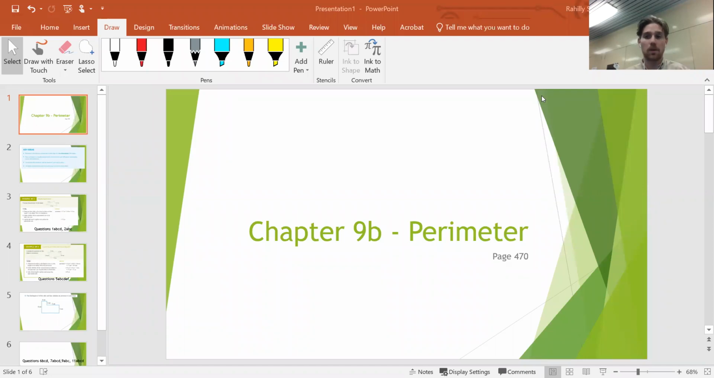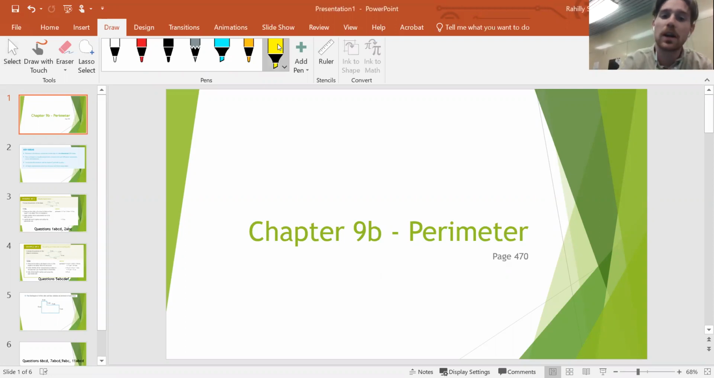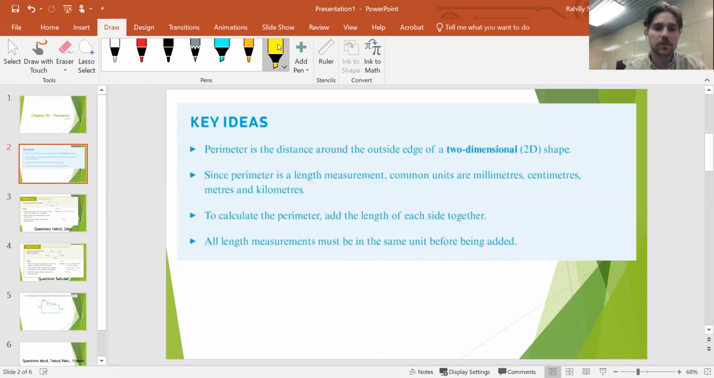We're looking at Chapter 9b, Perimeter. It's page 470 from your textbook. Like normal, I'll be highlighting and writing some notes and doing some examples, so can you please copy these into your books? Chapter 9b, page 470. Here are the key ideas.